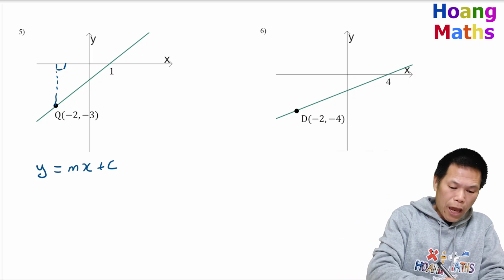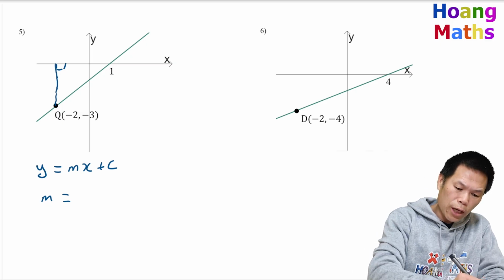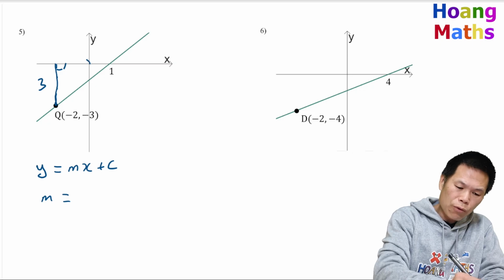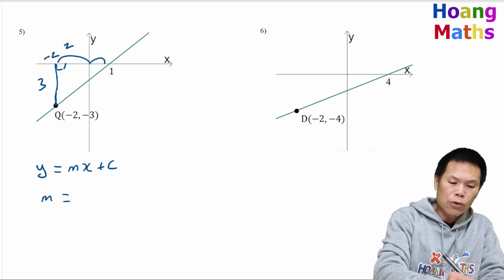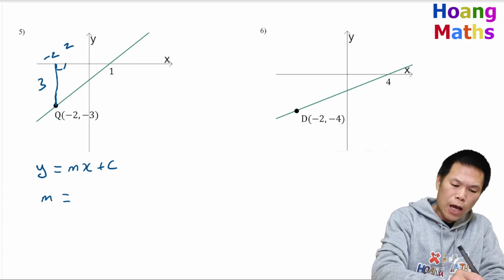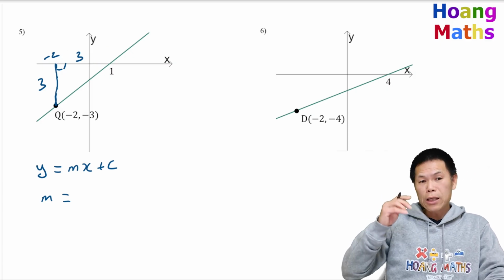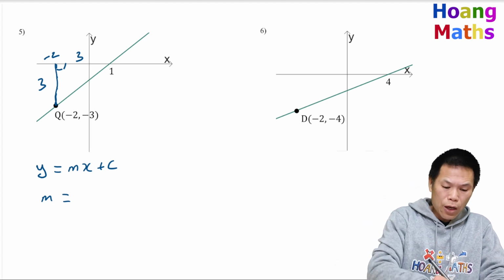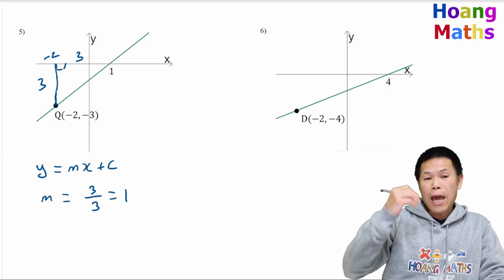So let me just write m is rise over run. From 0 to negative 3, that means 3 units. And from 0 to negative 2, because this is negative 2 here, 2 units. From here to here, 1 unit. So altogether, 2 plus 1 is 3. So 3 units. The gradient is rise over run, and we know the gradient is positive. So the rise is 3, the run is 3. So the answer is 1. So that means m is 1.